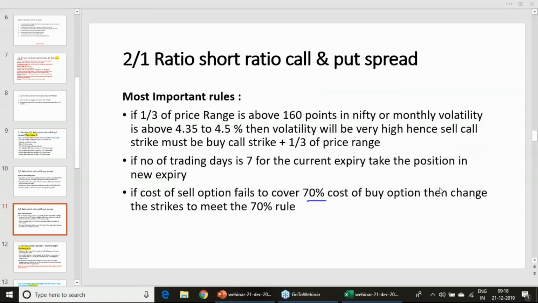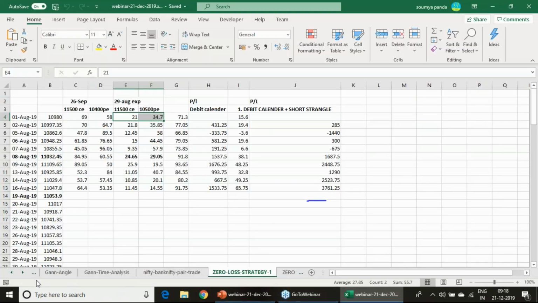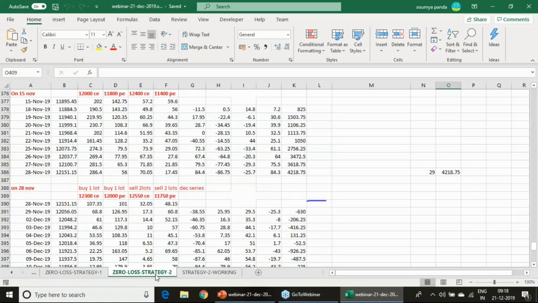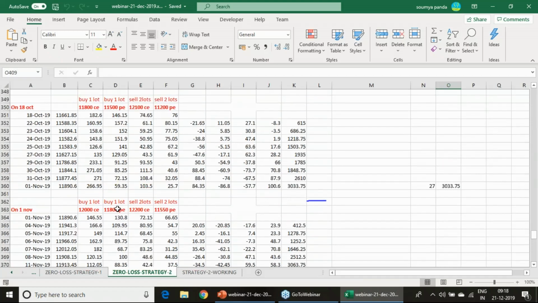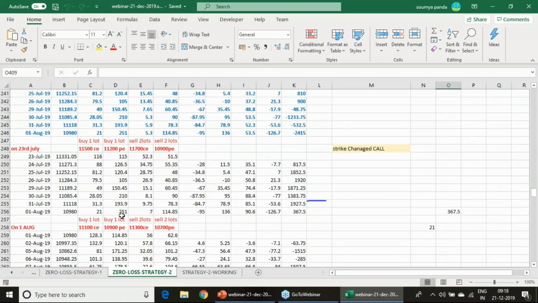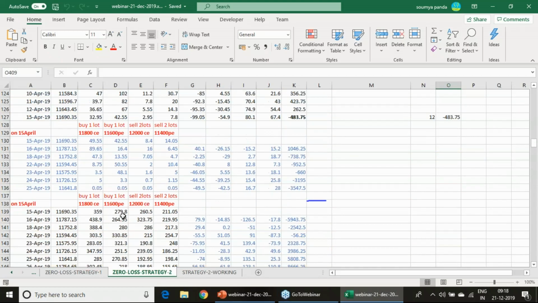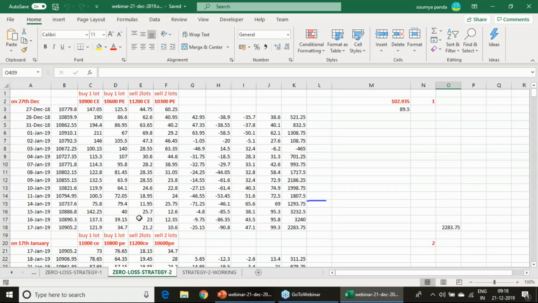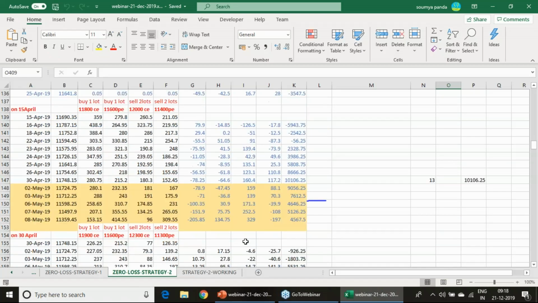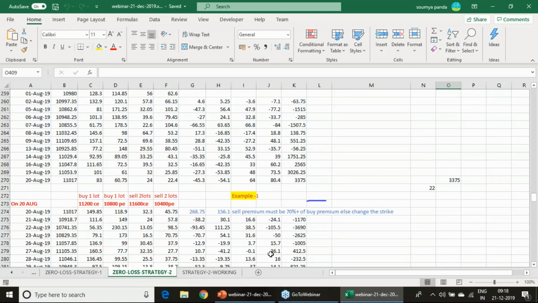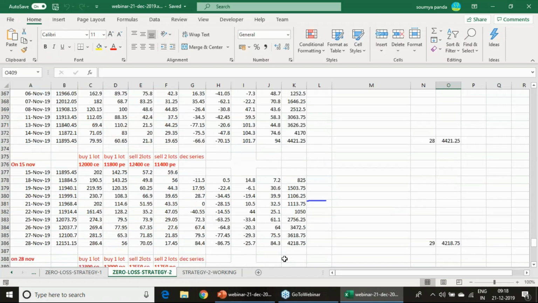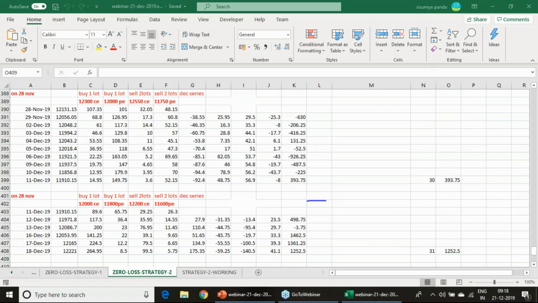So now let's move to the example part. Once we go through an example and a back test, we will be able to understand it in a better way. So this is the strategy implementation. I have created a back test for the period of December 2018 to December 2019. So the entire 1 year period I have done.